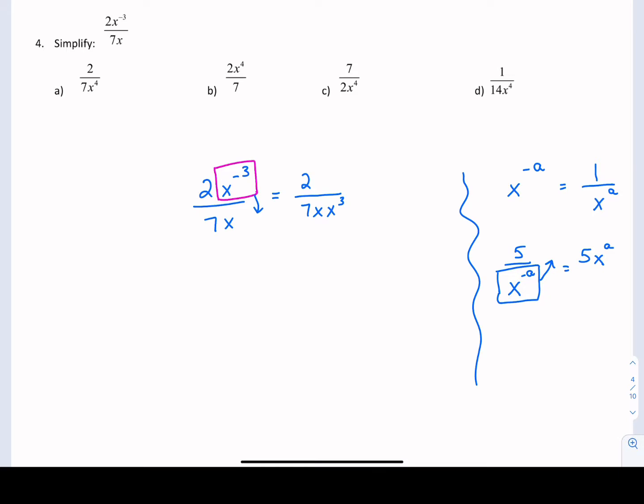So to clean this up in one more step, we have 2 in the numerator and 7 as your coefficient in the denominator. But x times x to the power of 3, don't forget there's a sneaky little 1 here. When you multiply bases that are the same, you need to add your powers. So x to the power of 1 plus 3 gives us a total power of 4. So our final answer is 2, all divided by 7x to the power of 4.